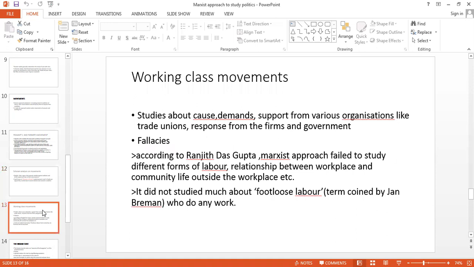Now, working class movements. Let me say one thing for sure: according to Ranajit Das Gupta, the Marxist approach failed to study different forms of labor and the relation between workplace and community, outside the workplace. They also didn't study much about footloose labor. Footloose labor is a term coined by Jan Breman. Footloose labor refers to those who do any work but don't have a fixed job. Okay.